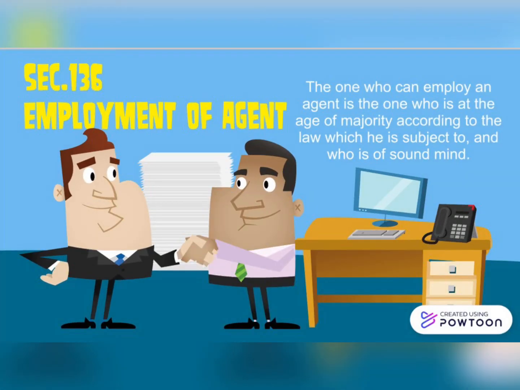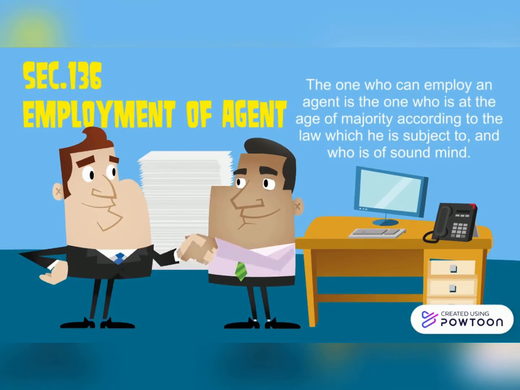Section 136. Employment of agent. The one who can employ or recruit an agent is the one who is at the age of majority, according to the law to which he is subject, and who is of a sound mind.